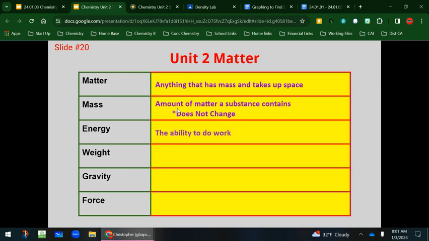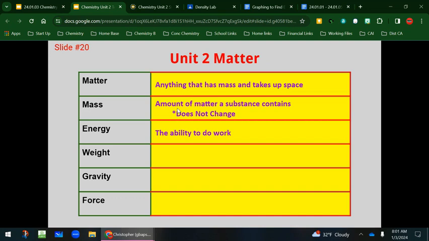Energy is the ability to do work. Now, this is the scientific definition of energy. Does it mean you do work? No, it means you can do work. So, that is what energy is, the ability to do work.